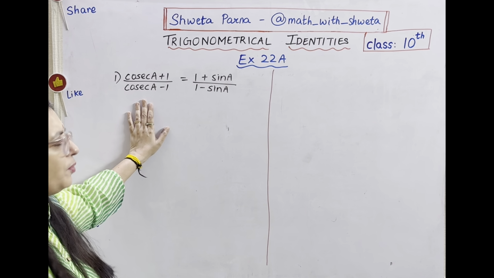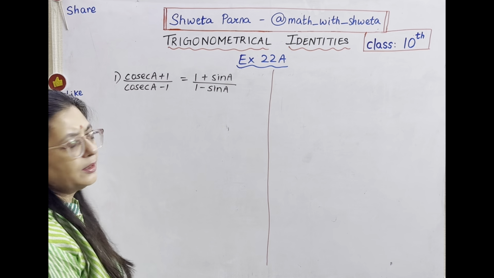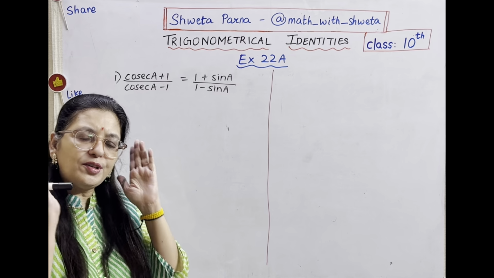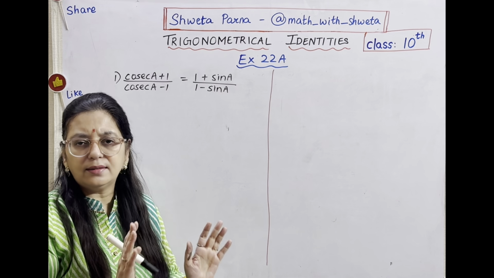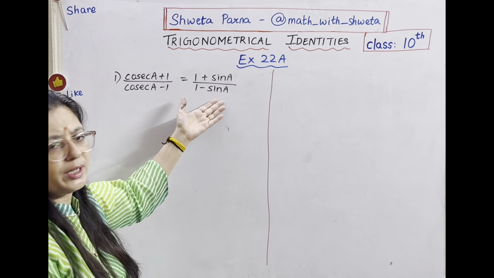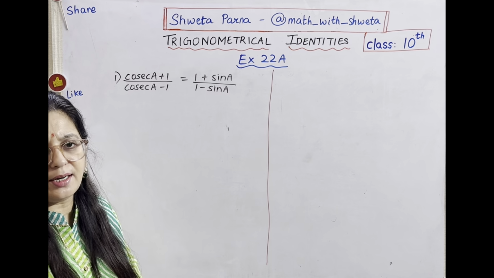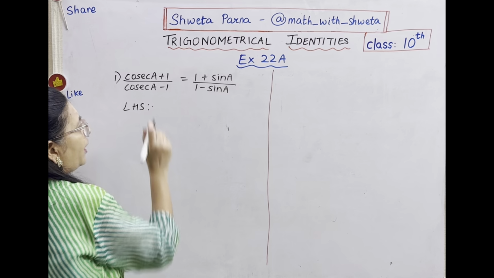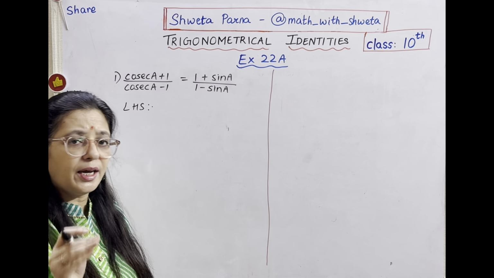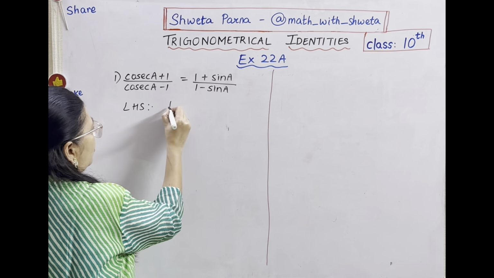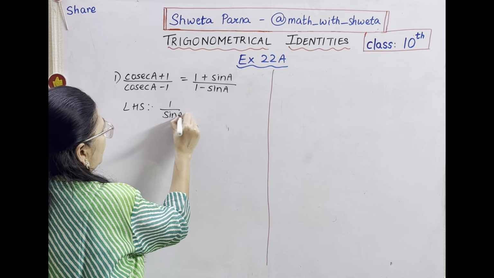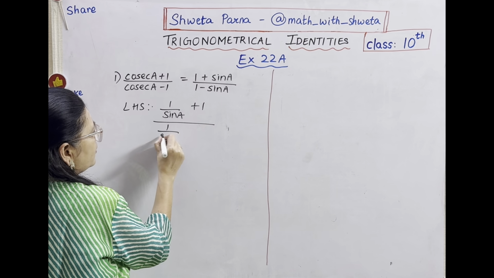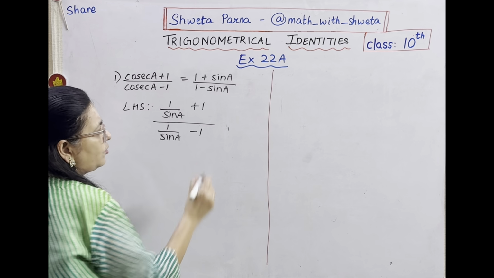You have to prove that cosec A plus 1 upon cosec A minus 1 is equal to this. Always prove one side and get the next side. It's your wish whether you want to take the right hand side or the left hand side. Say I am taking the left hand side. What is left hand side? Cosec A. What is cosec A? Cosec A is 1 upon sin A plus 1 the whole upon 1 upon sin A minus 1.